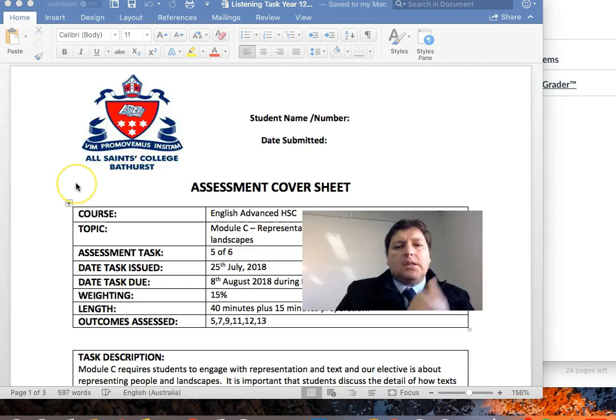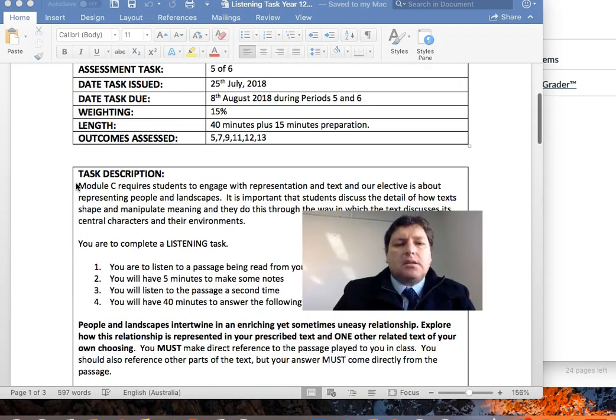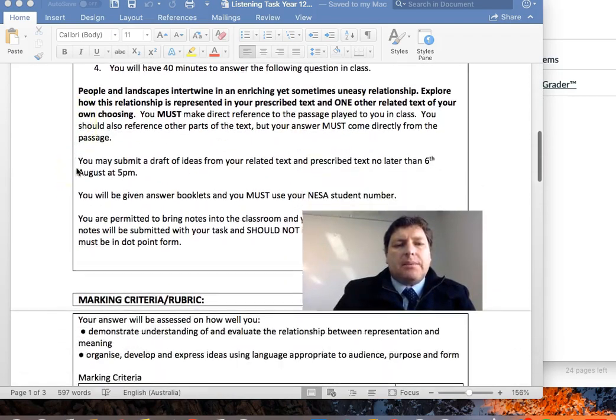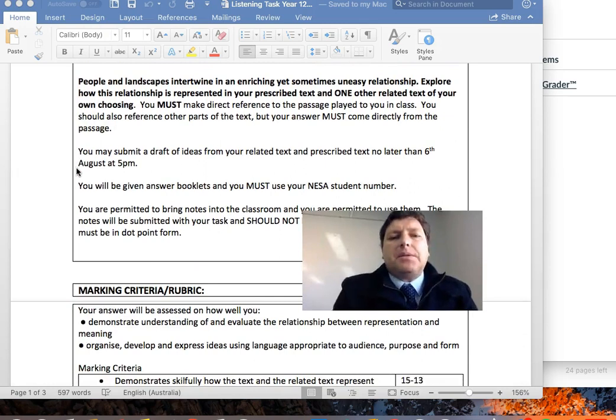And so we return to the assessment task, and we suggest to ourselves, again, we have this question: people and landscapes intertwine in an enriching, yet sometimes uneasy relationship. Now, as I've suggested, that particular sentence could open the paragraph or the sequence that we have been reading, not paragraph, sorry, because it's exactly what he is discussing there.